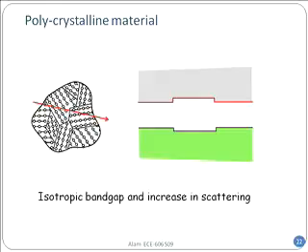So it is sort of the band gap for different electrons coming from different directions, the band gap will essentially look isotropic on the average. And there will be an increase in scattering. But apart from that, everything is just like silicon.